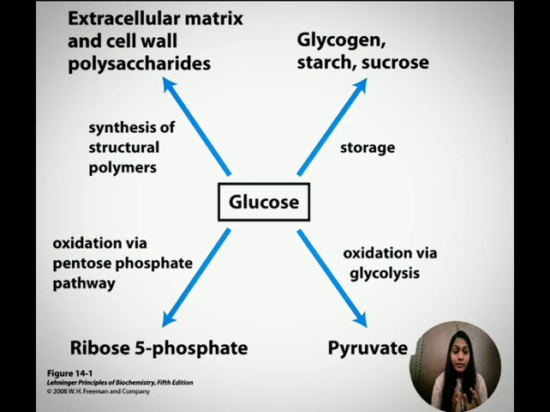Now, glucose. We are very much concentrating on glucose because in the subsequent slides we'll be discussing how glucose is broken down and made use of to release energy, right? So where do we find the use of glucose in a body? Glucose is a prerequisite for the synthesis of structural polymers, that is for building up of ECM, extracellular matrix, and cell wall polysaccharide. Glucose is a must, right?